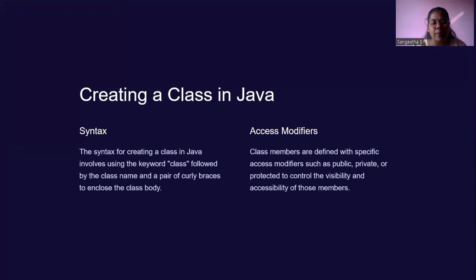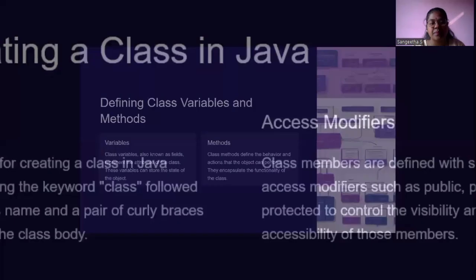Creating a class in Java. Syntax. The syntax for creating a class in Java involves using the keyword class followed by the class name and a pair of curly braces to enclose the class body. The class keyword should be used followed by the class name. The class name may be anything, but it should not be any keyword in Java. Access modifiers. Class members are defined with specific access modifiers such as public, private, or protected to control the visibility and accessibility of those members.